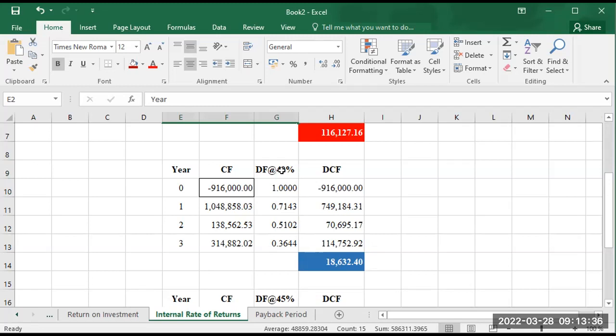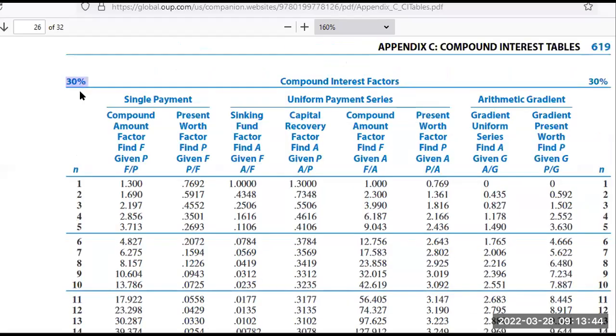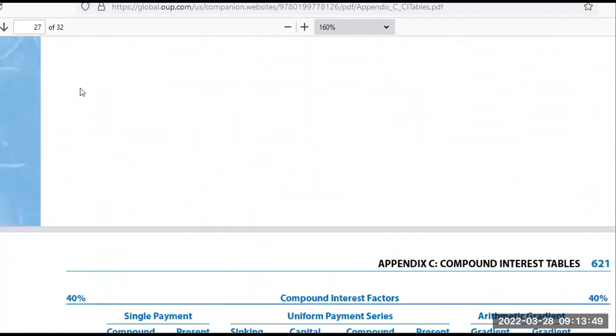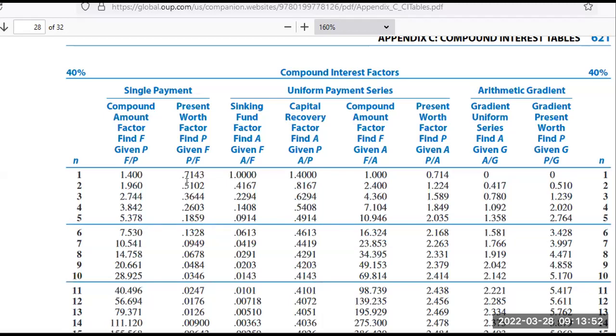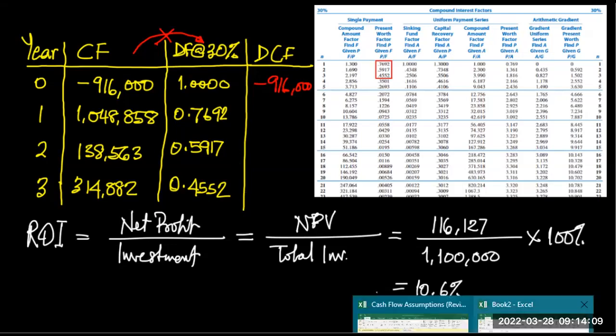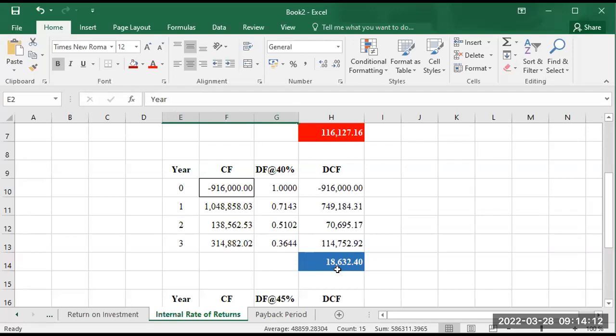And you know how we got the 40%, the rates? You still go back to your discount factor table and look for 40%. This is 30%. The next should be 35%, and then 40%. And pick these values, 0.714 and 0.5102, and these are multiplied by our cash flows, as we explained, just like we've done. So you change this 30% to 40%, multiply this by that, and sum them up to get your net present value. As we've done it, it's here. That's what I've done, and I got 18,632.